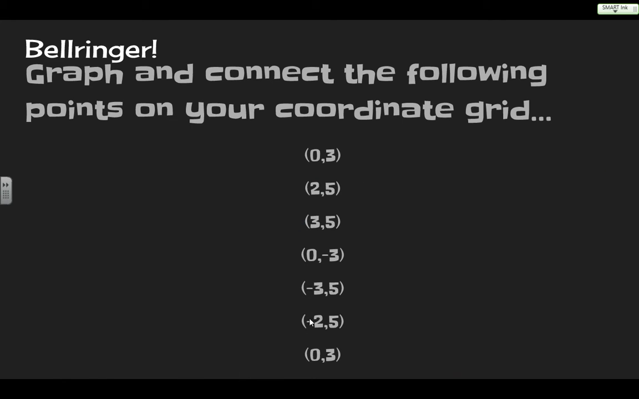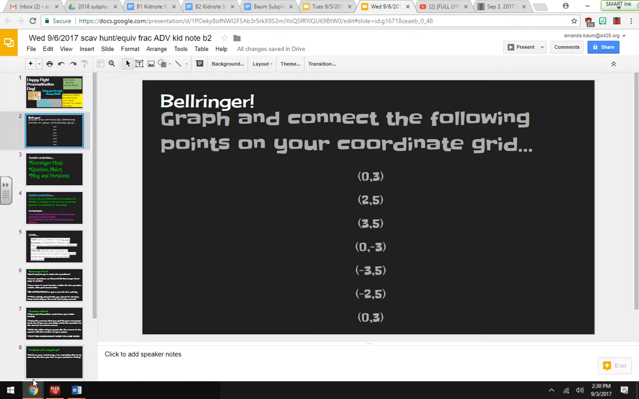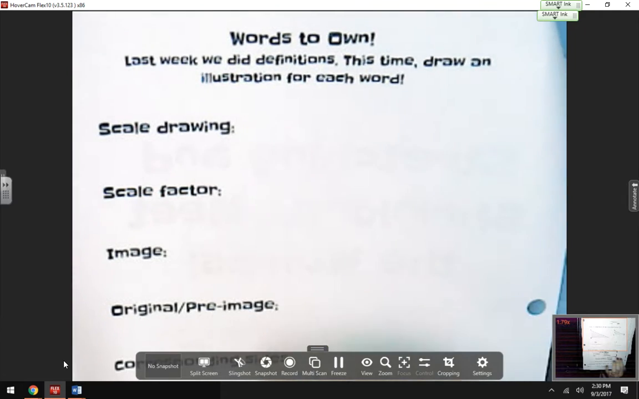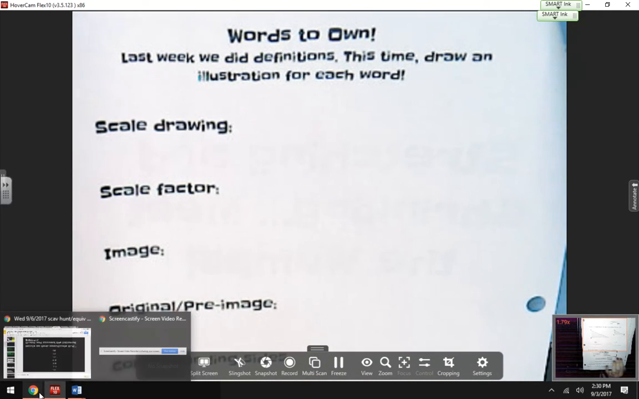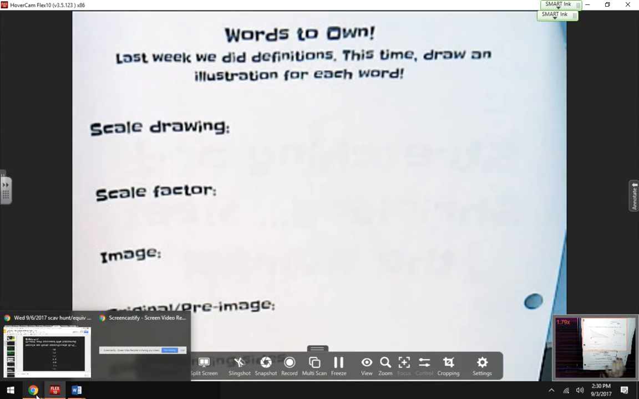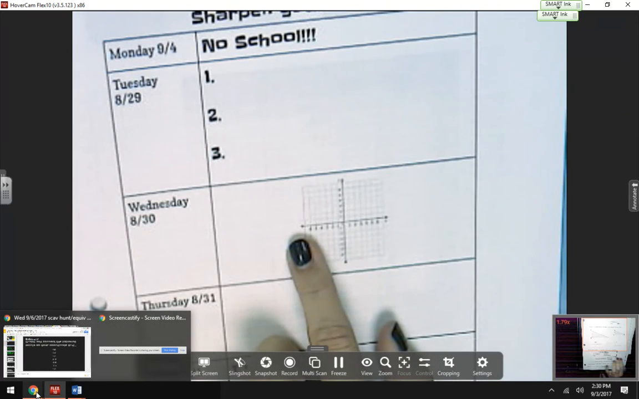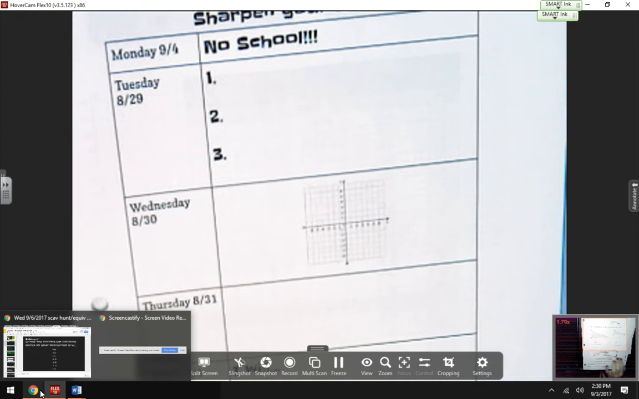Okay, bell ringer. Graph these points in your packet. By the way, speaking of your packet, homework with the vocab is going to be on this page. Same words as last week where we did definitions. This week you're going to just illustrate each word. So you're going to do a drawing that kind of depicts what the word means. Here's where you're going to do your bell ringer. You're going to graph those points right here. That's only a little blurry. There we go.